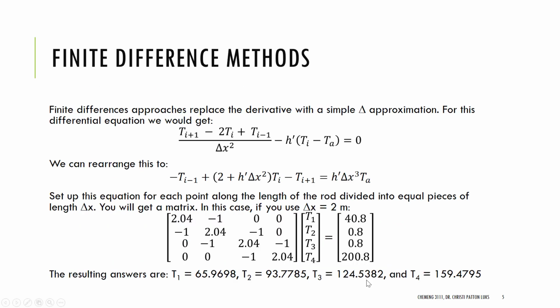The second method that's useful is the finite difference method. Now, for finite differences, what we're going to do is replace the derivative with a really simple delta approximation. So it would be Ti minus 1 over delta x would be dT/dx. For a second derivative, we get Ti plus 1 minus 2Ti plus Ti minus 1 over delta x squared is the second derivative. And then all the other terms evaluate at Ti.